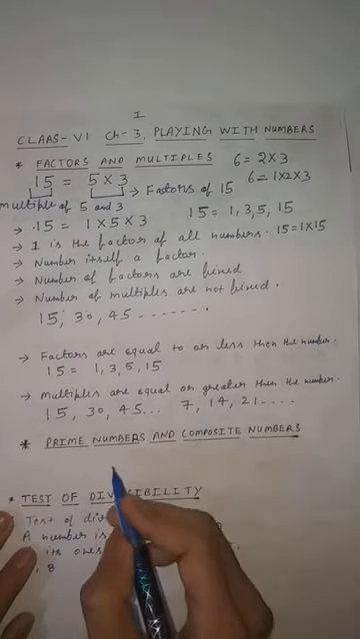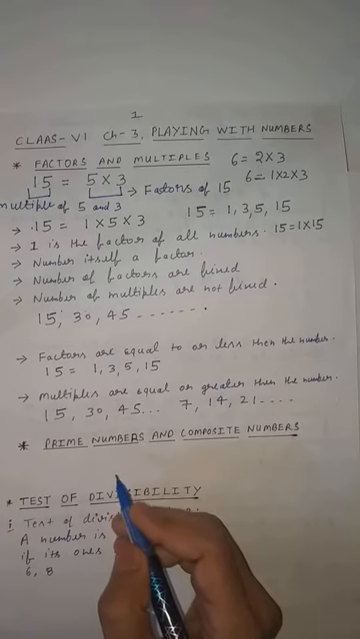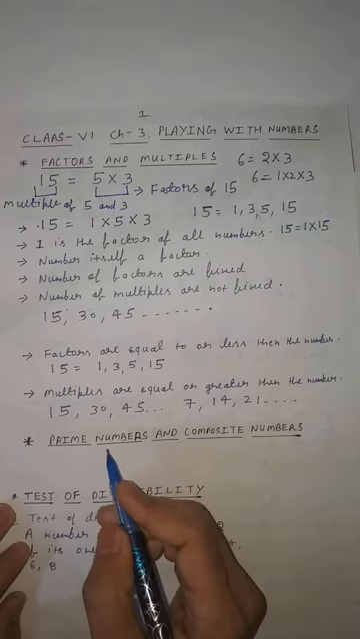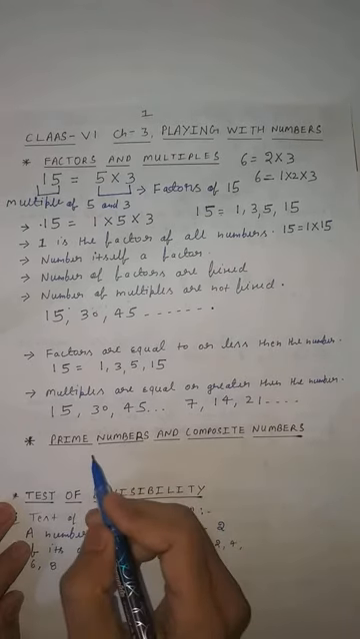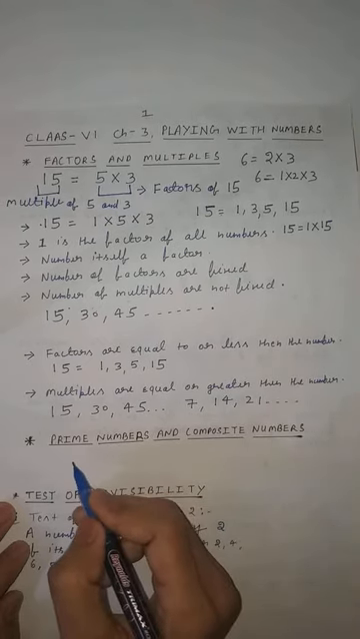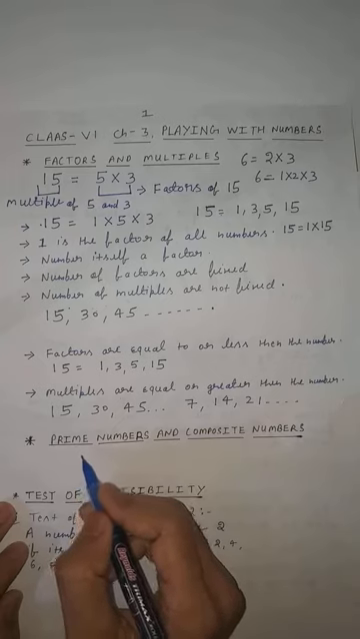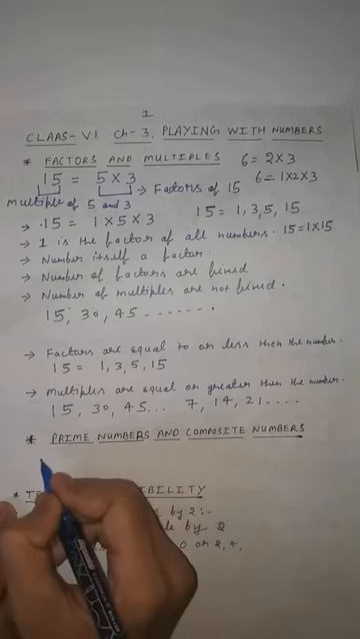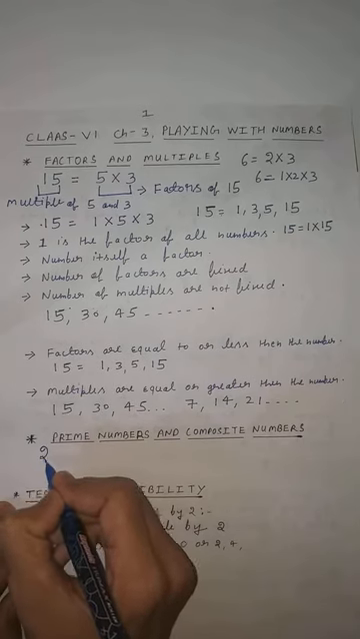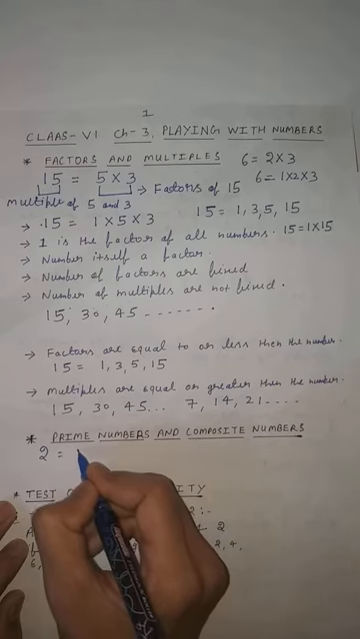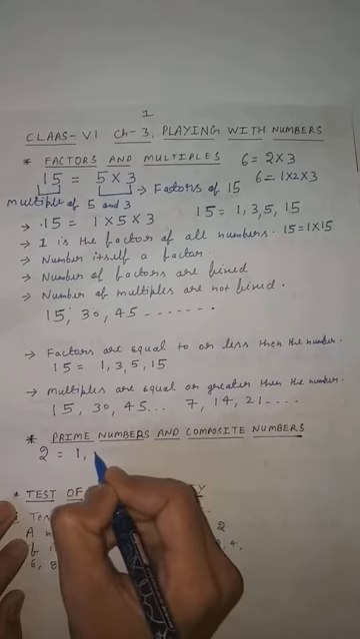Now the next thing is prime numbers. What is a prime number? Students, I think you know. Simply, a prime number is a number which is divisible only by 1 and the number itself. Like if I am taking 2, 2 is a prime number because the factors of 2 are 1 and 2 only.